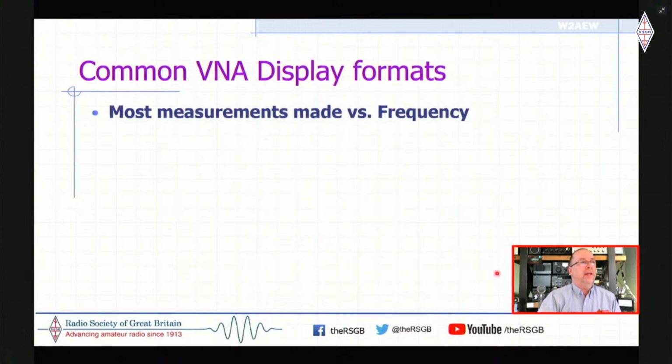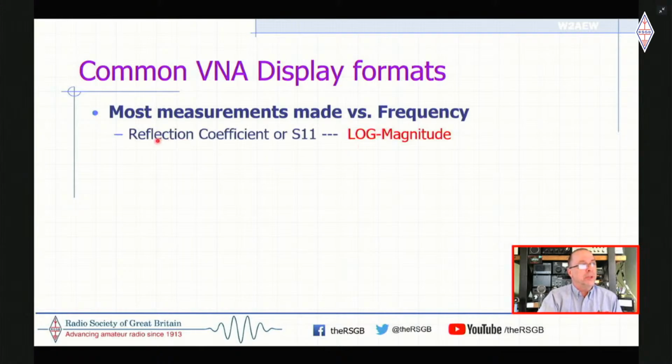So if we're going to use a VNA, what are some of the common measurements that we're going to make, and what display formats are they going to appear in? Now, typically when we're measuring things like the reflection coefficient, or S11, we're going to typically look at the response in a log magnitude response. So it's going to be shown in dB.